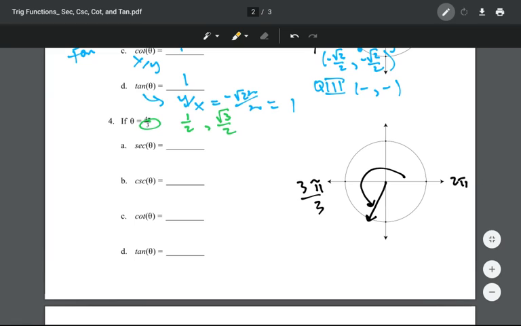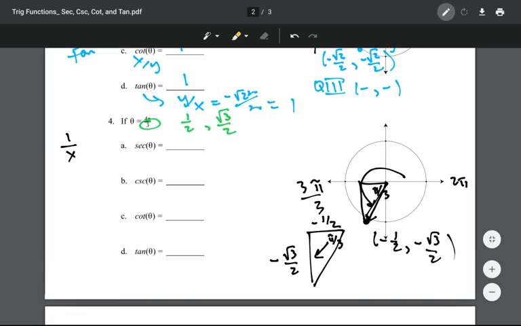So that means that my reference angle, I needed to travel just 1 additional pi thirds. My reference angle, this guy, is pi thirds. Opposite pi thirds is going to be my longer side, which is radical 3 over 2. I'm in quadrant 3. Everybody's negative. So the other side is going to be the negative 1 over 2. Secant is 1 over cosine, or 1 over x. Let me label this point: negative 1/2, comma, negative radical 3 over 2. So that's going to be the reciprocal of negative 1/2, which is negative 2.